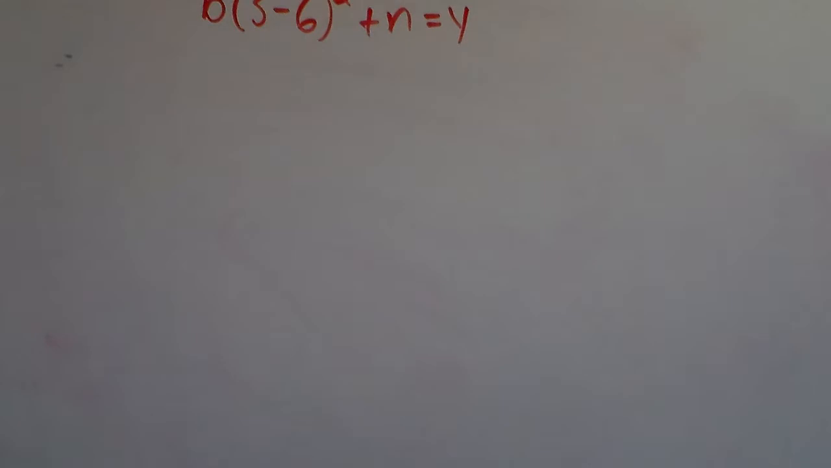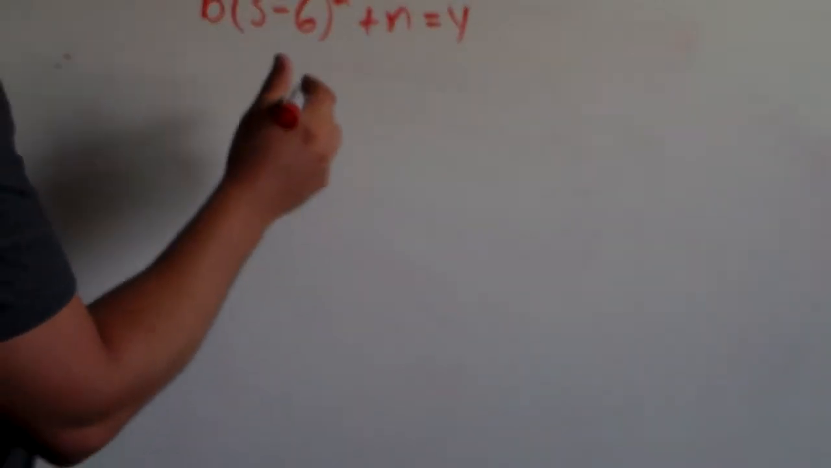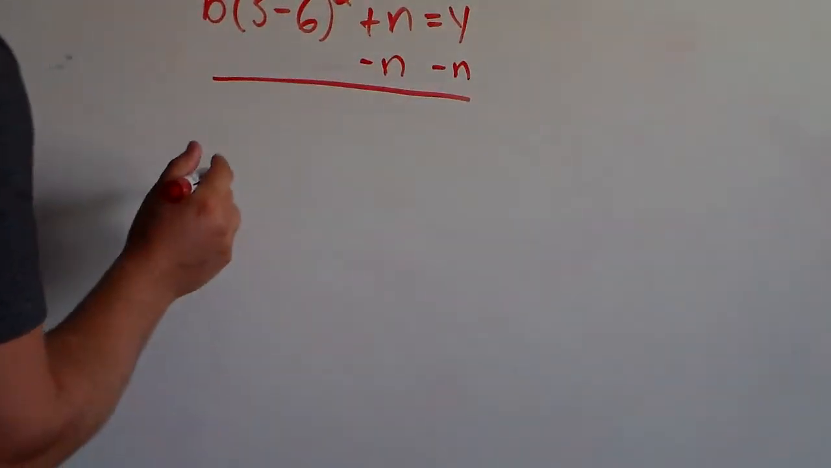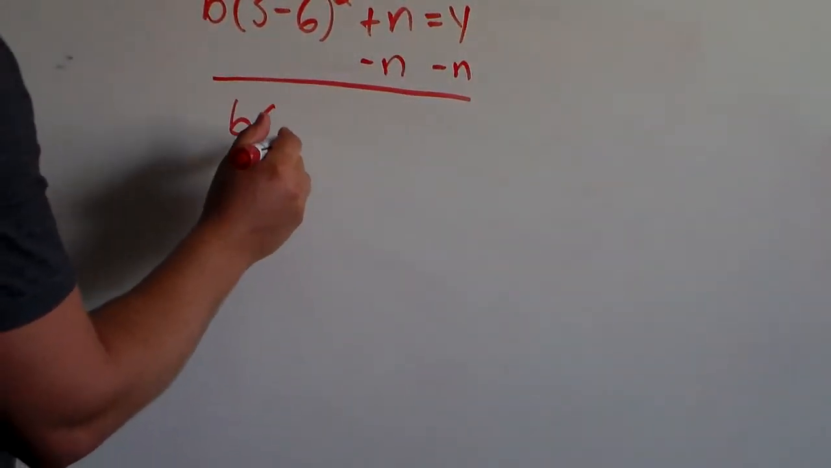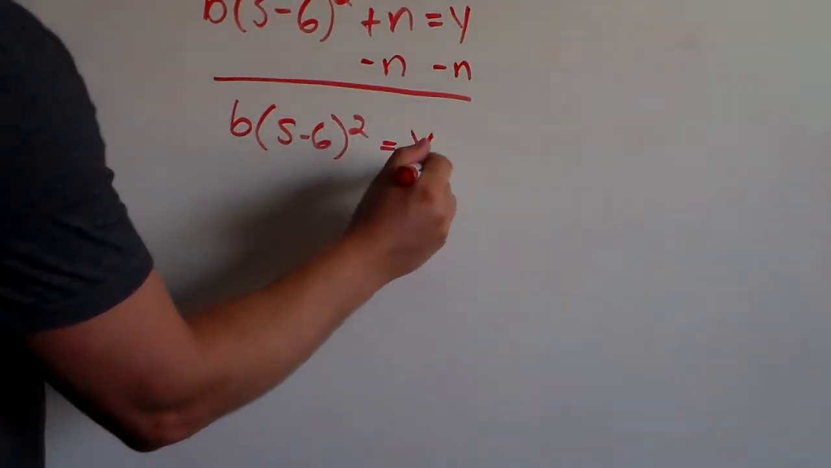Alright, here's problem number 4. We have B times (S minus 6) squared plus N equals Y. Our goal in problem number 4 is to get B by itself and prove it step by step. So, that's what we've been doing before. Subtract N from both sides. You get B times (S minus 6) squared equals Y minus N.